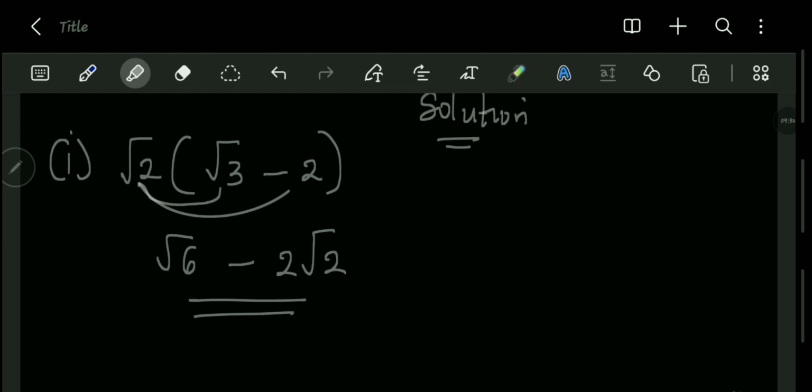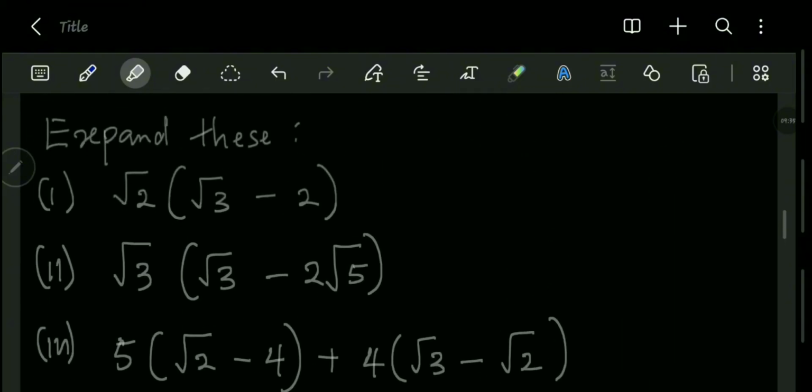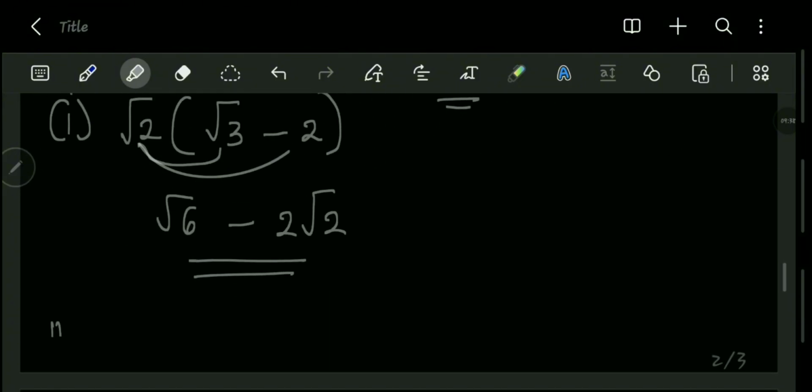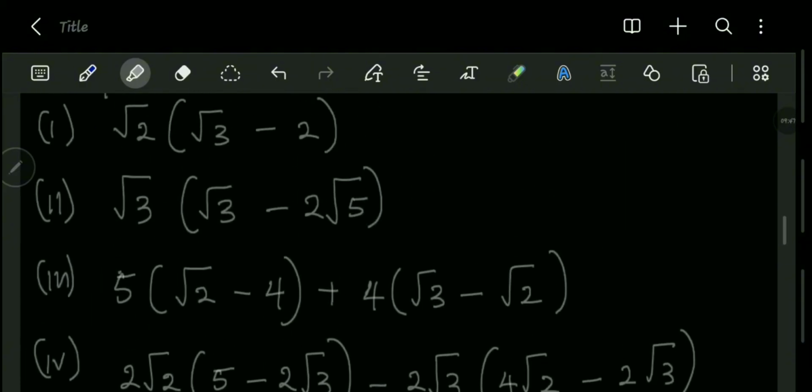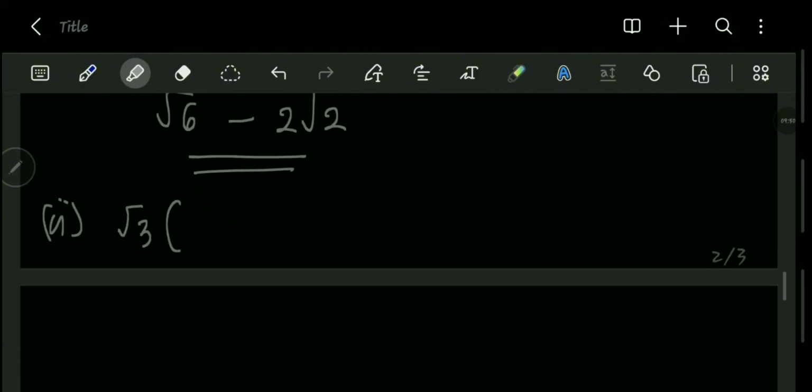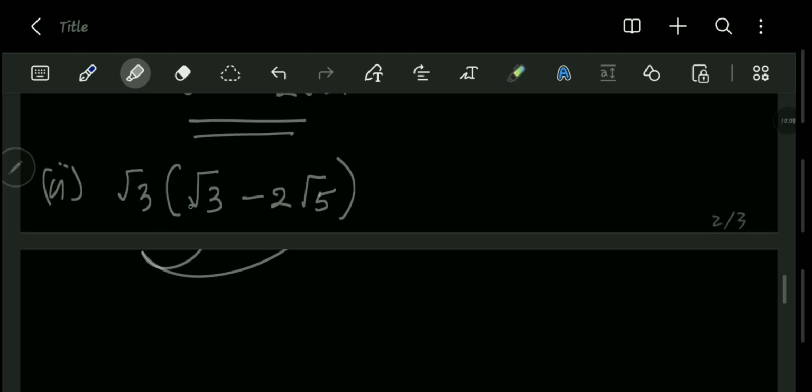For question 2, we are told to simplify surd 3 into surd 3 minus 2 surd 5. Right? So looking at this example, the same principle applies. So surd 3 multiplies this, and surd 3 multiplies that guy there. So we have surd 3 multiplies surd 3. Of course, both of them are surds, right? So I'm going to have surd 9, right? Then minus surd 3 multiplies 2 surd 5.